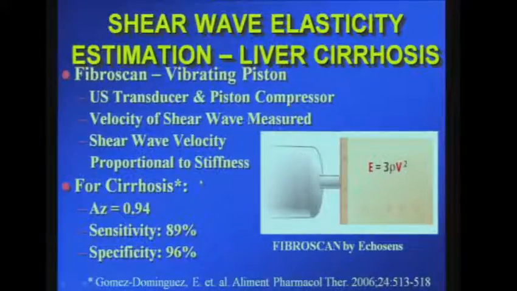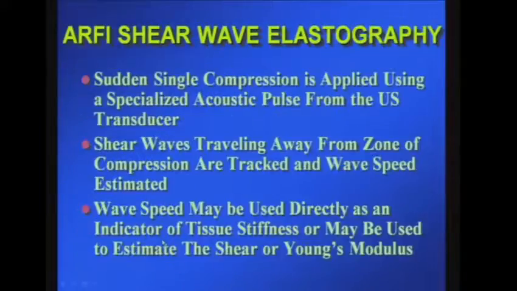It's proven to be very accurate in a large number of studies, with an area under the ROC curve of approximately 0.94, corresponding to a sensitivity of approximately 90% and a specificity of approximately 96%. So that's with a mechanical vibration applied to the tissue, both the MR and the FibroScan.